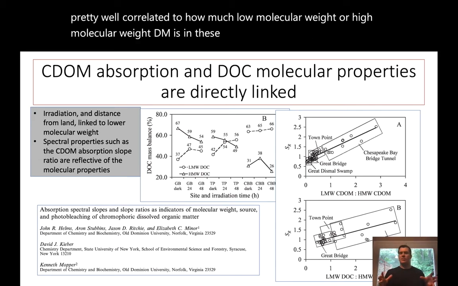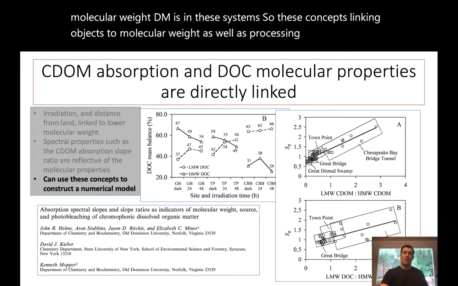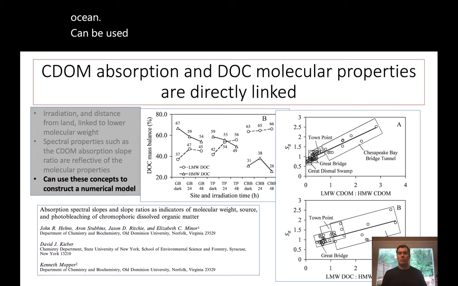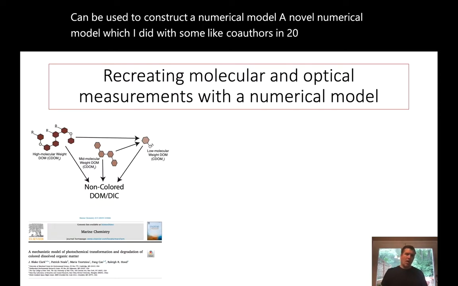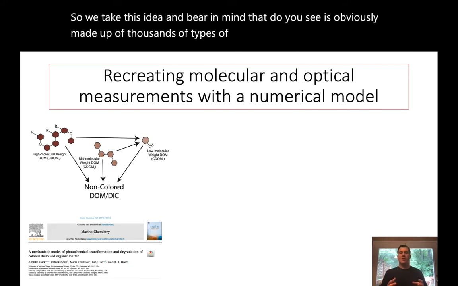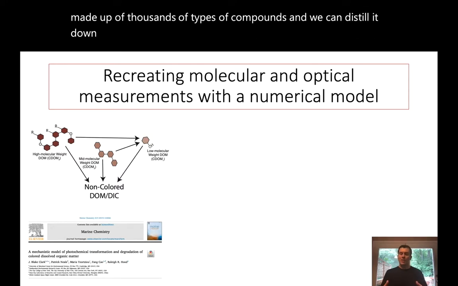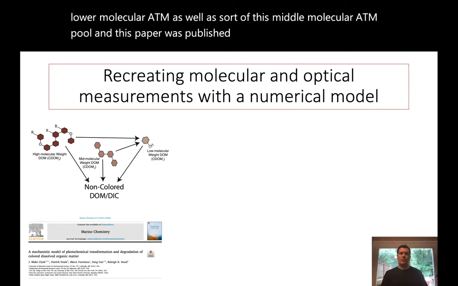So these concepts, linking optics to molecular weight as well as processing from land into the ocean, can be used to construct a novel numerical model, which I did with some of my co-authors back in 2019. So we take this idea and bear in mind that DOC is obviously made up of thousands of types of compounds, and we could distill it down to simulate the breakdown of high molecular weight DOM into lower molecular weight DOM, as well as this middle molecular weight DOM pool. And this paper was published in Marine Chemistry back in 2019.